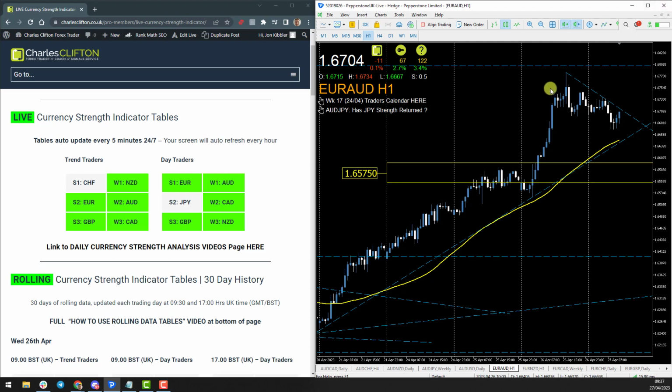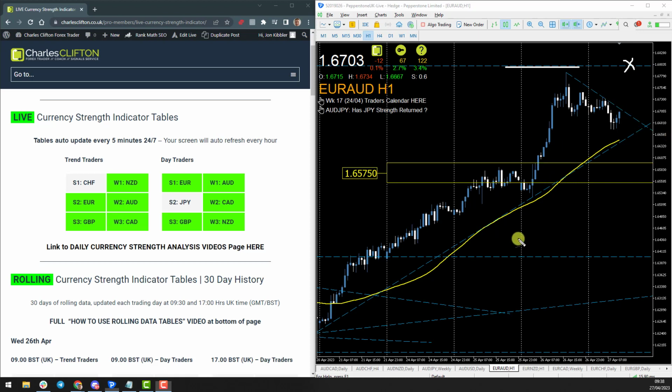Now, at the moment, I'm on the hourly time frame. The reason I'm down on the hourly is because I wanted to show you that I'm looking for lower time frame entries, because we're close to an area of resistance, and that area of resistance is just here at the 1.68 handle. What I want to see is price target this 1.68 or even move beyond it, because it's a key high on Euro Aussie.